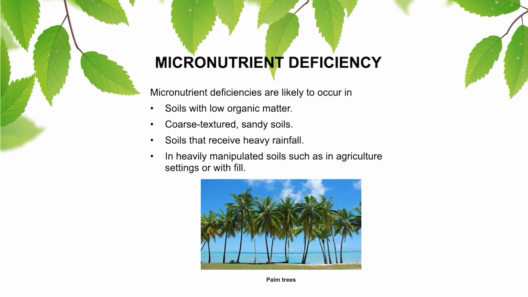Areas that receive heavy rainfall can have micronutrient deficiencies because rain is leaching the nutrients out of the soil. Deficiencies can also occur in heavily manipulated soils, such as in agricultural settings or areas with soil fill. Palm trees frequently grow in these soils and weather conditions.